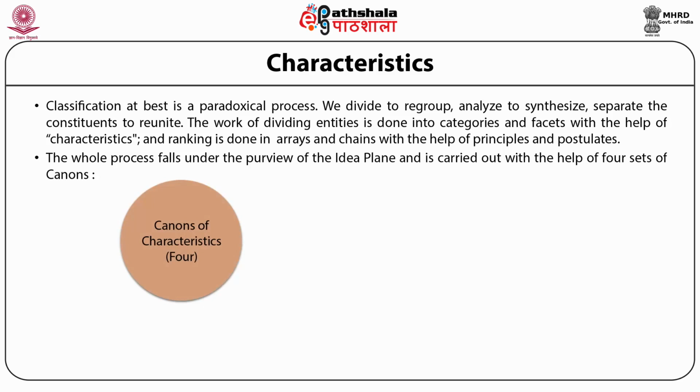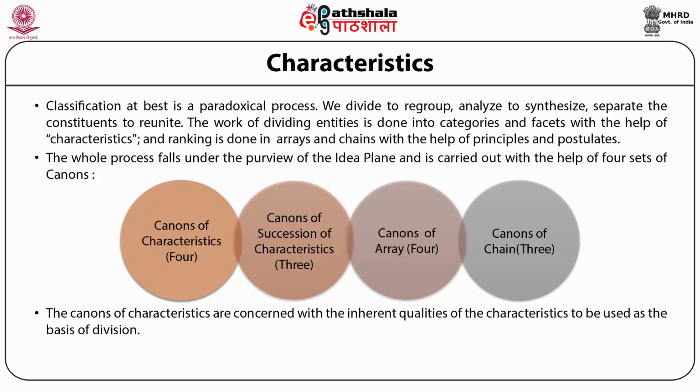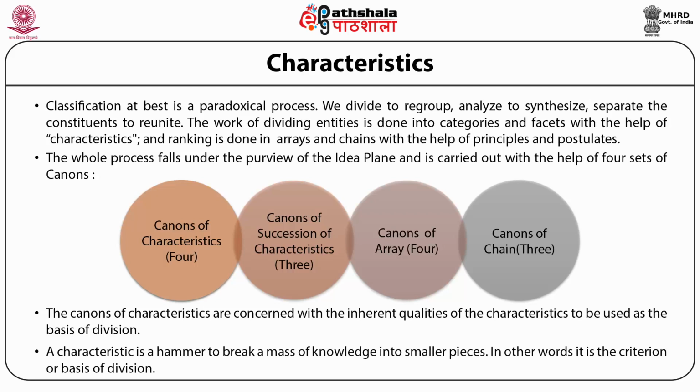Canons of characteristics, these are four in number. Canons of succession of characteristics, which are three, and four canons for arrays and three canons for making chains. The canons of characteristics are concerned with the inherent qualities of the characteristics to be used as the basis of division. Of course, characteristics is a criteria for dividing a universe of knowledge into smaller units. A characteristic is a sort of hammer to break a mass of knowledge into smaller pieces. In other words, it is the criteria or basis of division.